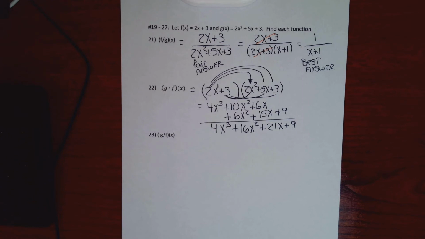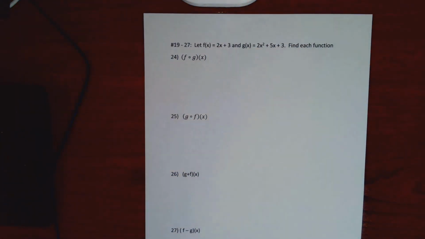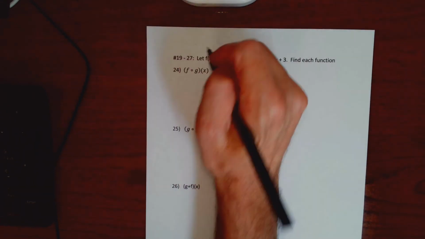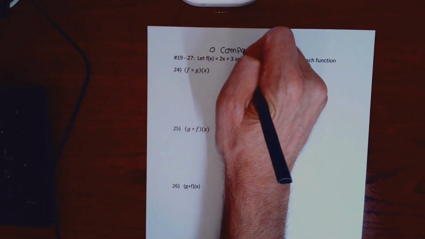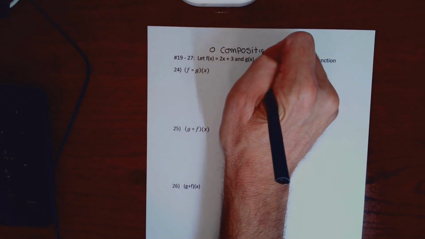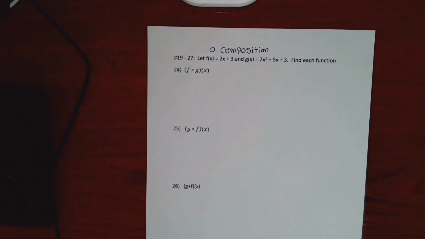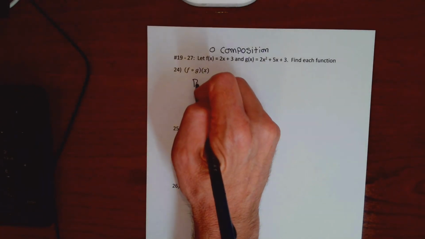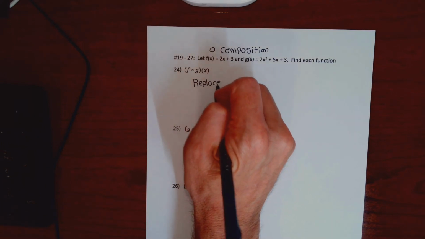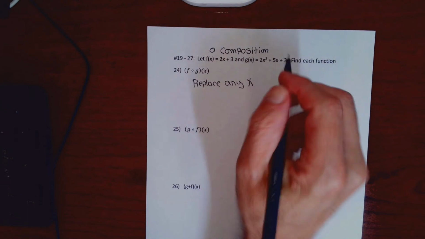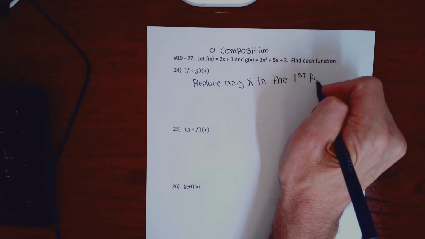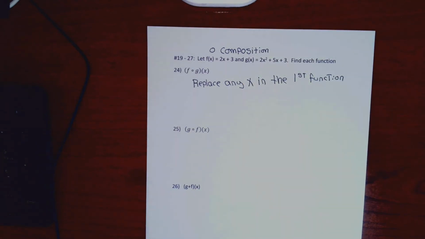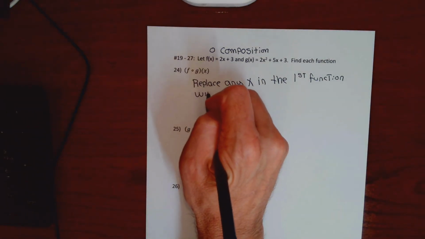For the next few problems, we have a new operation that looks like multiplication but isn't multiplication. Problem 24 and 25 have this open circle, and this is another thing that I sneak on tests. This open circle means composition. It means to replace any x in the first function that's mentioned, and in problem 24 that's f, in problem 25 that's g, with the right side of the second function that's mentioned.